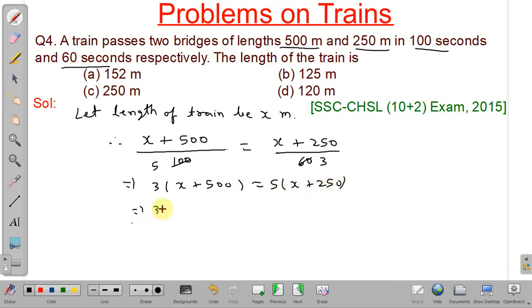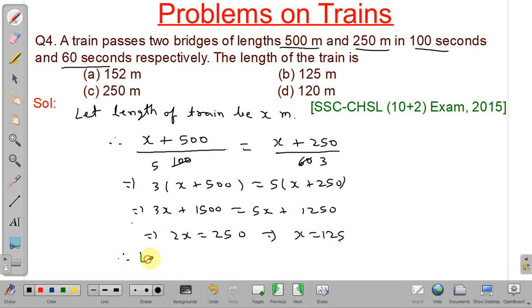So from this 3x plus 1500 equal to 5x plus 1250. Okay, so we will get 2x equal to 250, or x equal to 250 by 2, that is 125. Therefore length of train will be equal to x meter or 125 meter. So our answer will be option number B. We will discuss next problem.